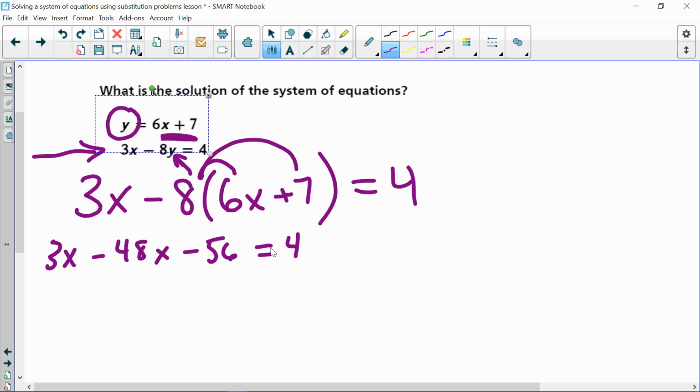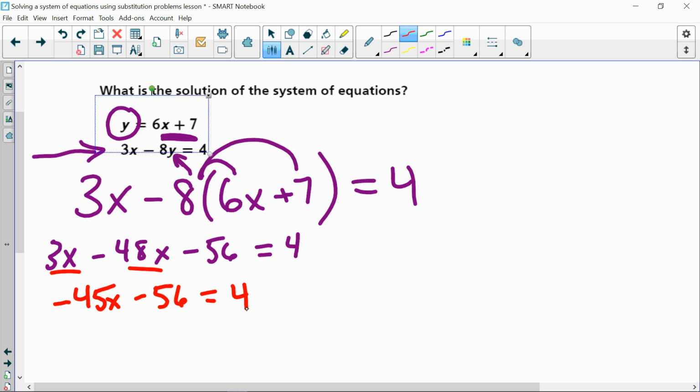Here are my like terms right here. The x's are like terms. And I'm looking for like terms on the same side of the equation. That's a key. So I'm going to combine those. I'll actually just change to red for this step. So 3x subtract 48x is negative 45x. And then I still have the subtract 56. And then that still equals 4.